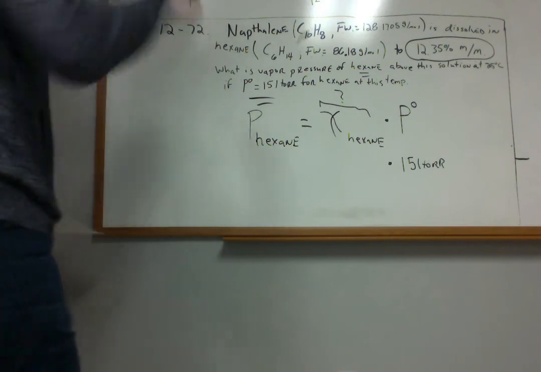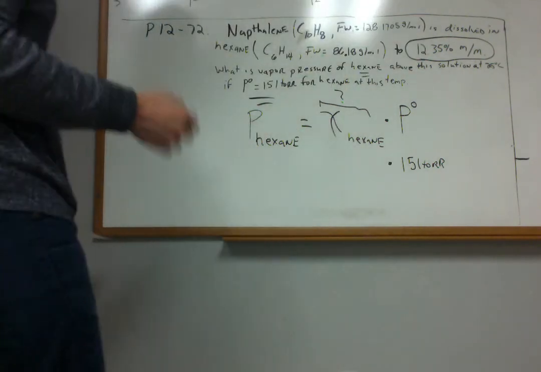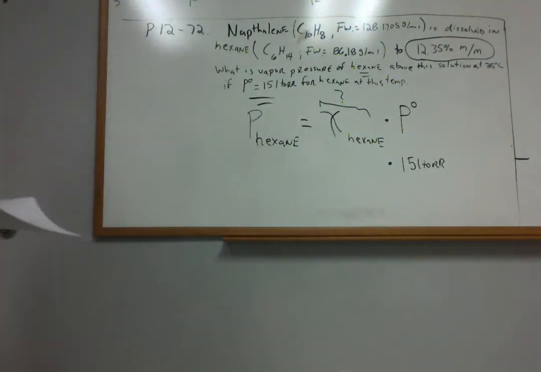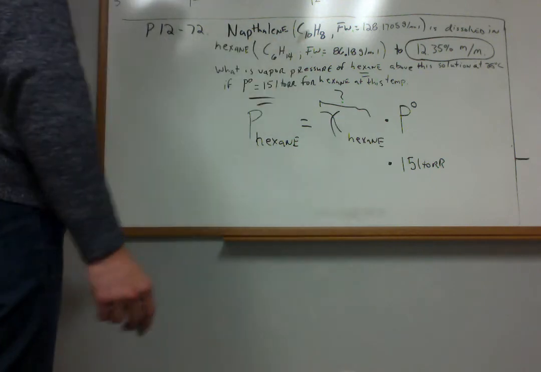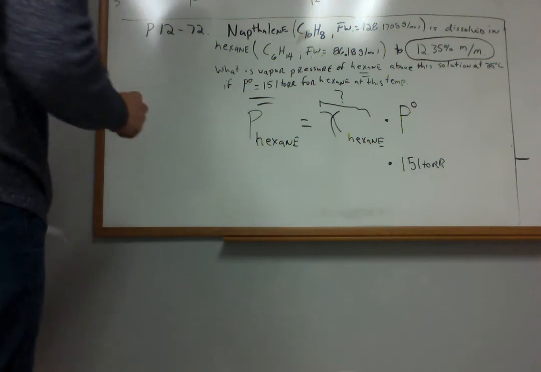Now, in the problem itself, if you read the book, it'll tell you the mass concentration is this, or it's 12.35% by mass. I've chosen to write M/M here, which is basically an abbreviation for mass percent. So if you see that, that's what's meant by it. Now, how do we go from a mass percent to a mole fraction? Okay, we're going to think about that a little bit.